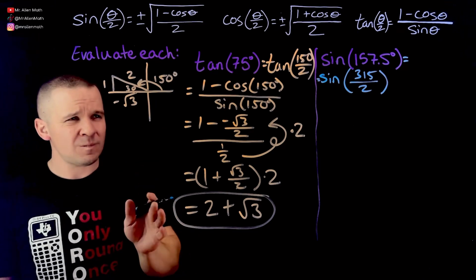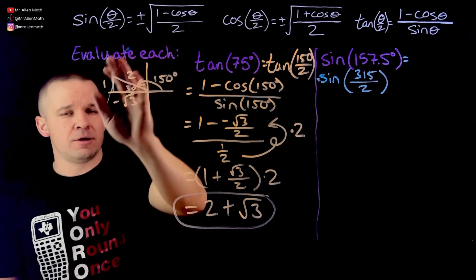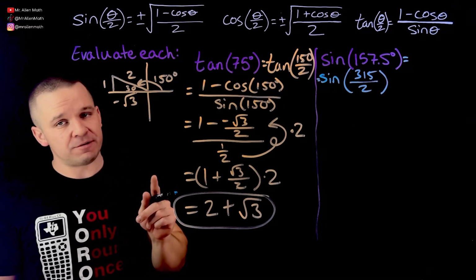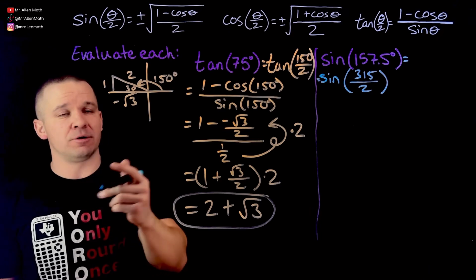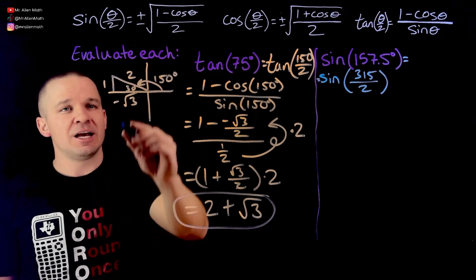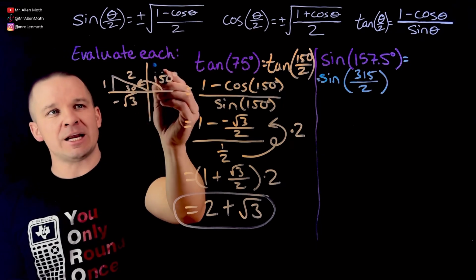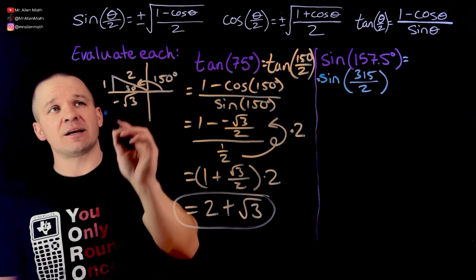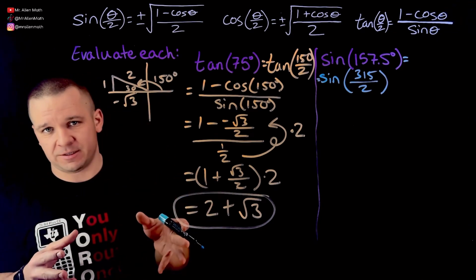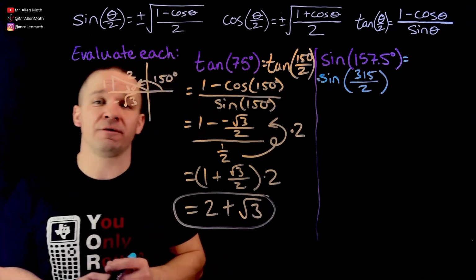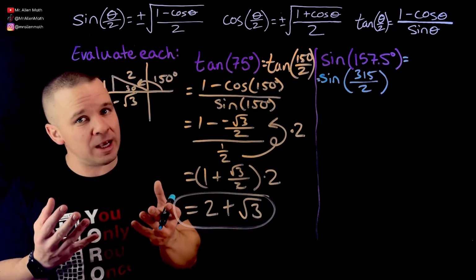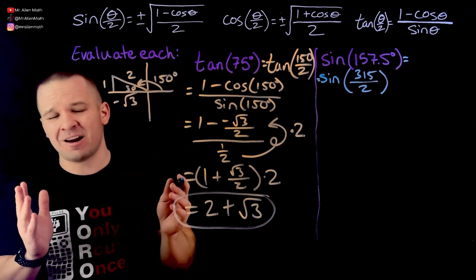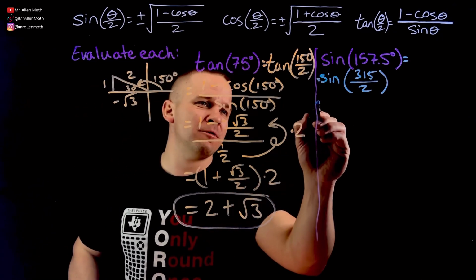Now, it does have the plus or minus here. Do we know what it's going to be? Well, where's 157.5? It's in my second quadrant. It's less than 180, between 90 and 180. Sine is positive in that second quadrant, so this one is going to be positive. So we'll use the positive here. Did I say that enough? I think I've said it enough. Let's move on to the math here.